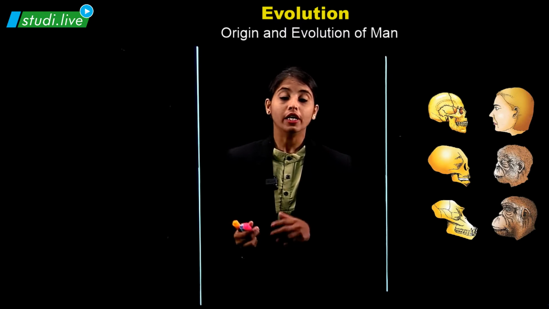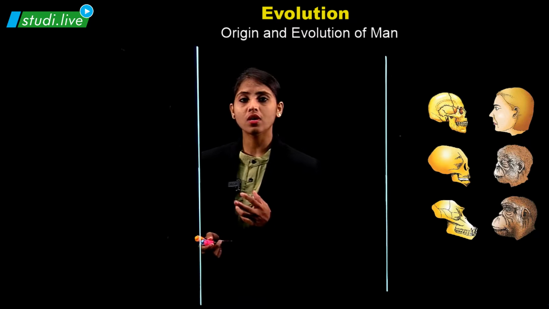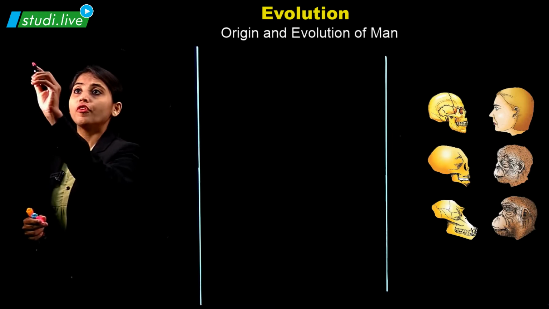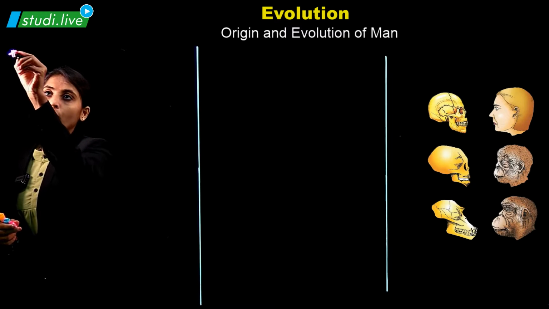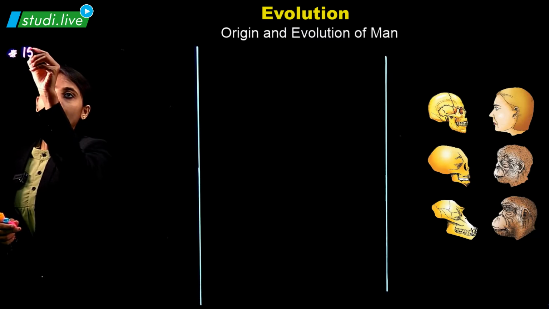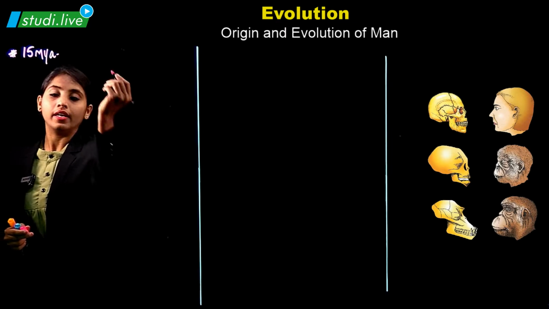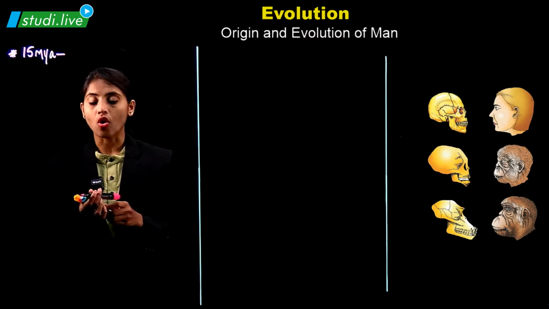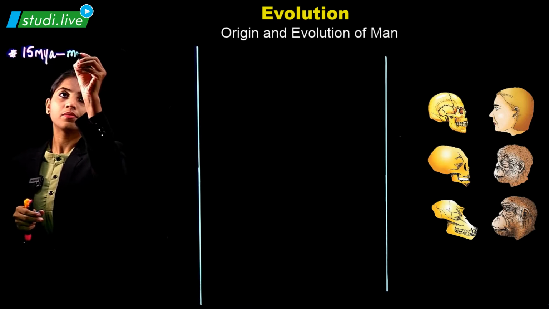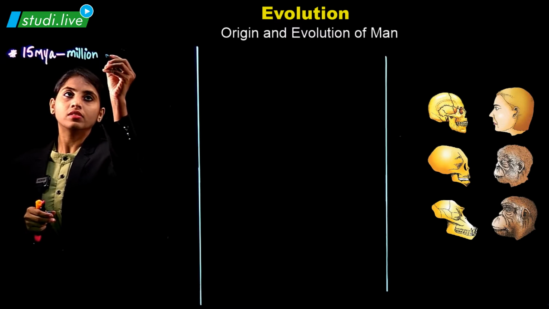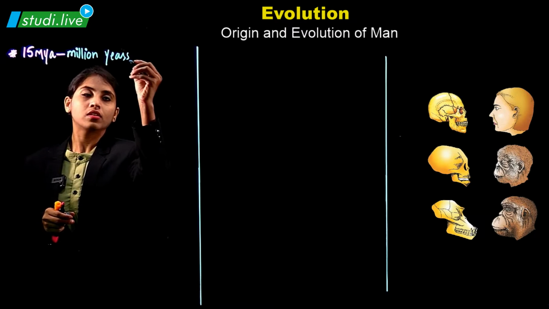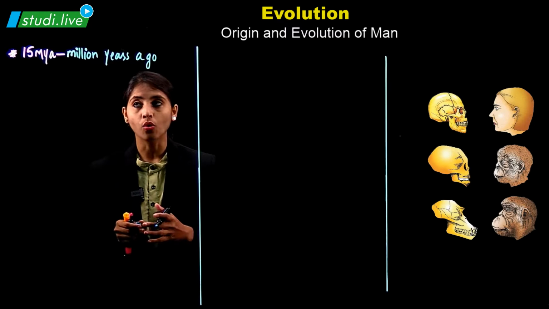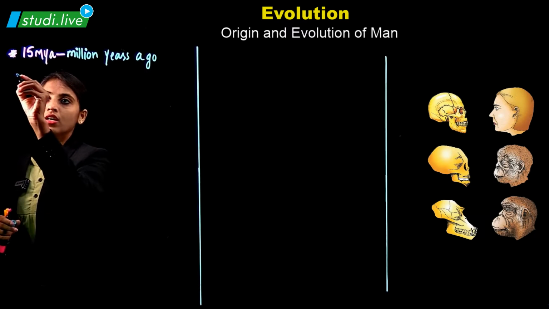Today in the chapter Evolution, we are going to see how the origin and evolution of man took place. About 15 million years ago, which we write in terms of MYA. What does MYA stand for? It is a standard unit in a historic period, which is called million years ago. About 15 million years ago, we have found the primates.